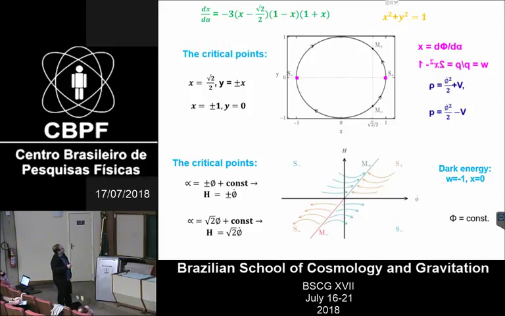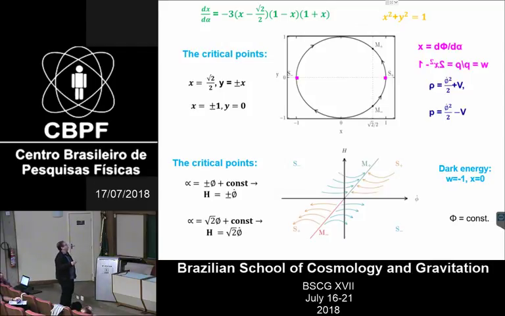There are the critical points x equals plus or minus 1, y equals 0, which are these points here. Now see that all the trajectories have to be in the circle x squared plus y squared equals 1, which is the Friedmann equation. Okay, so they must lie in the circle. Now, these two points here are exactly the singularities. If you calculate w for them, w is equal to 1 at these two points. Now, there is another critical point where x is equal to square root of 2, and these are these two points here. This is the attractor, and at this point w equals 0.